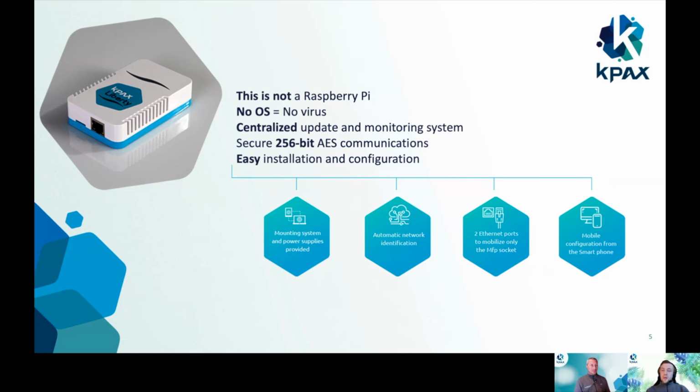So to sum up everything, it's not a Raspberry Pi. It has no operating system, so no virus. It is completely autonomous. Updates are managed by our update server. With two Ethernet ports, which allow not to mobilize an Ethernet port on the network of your client just for the Liberty. We will see in more detail in the rest of this presentation, but it's also very simple to set up.